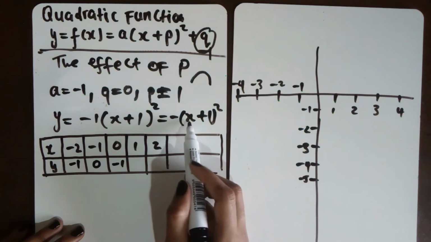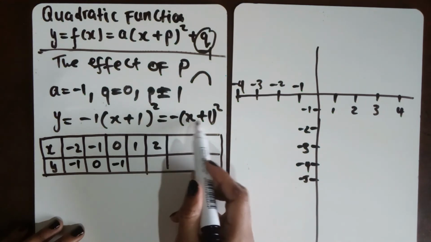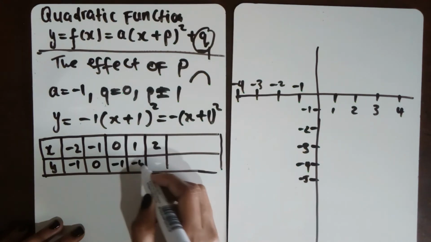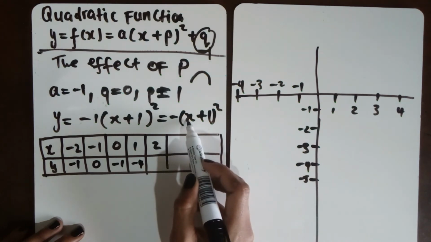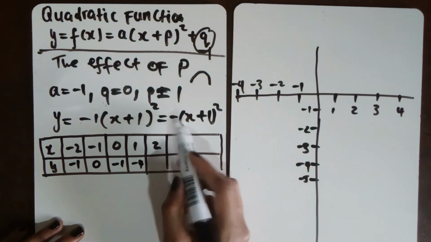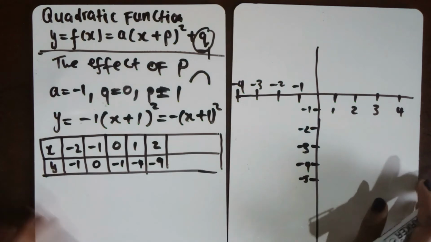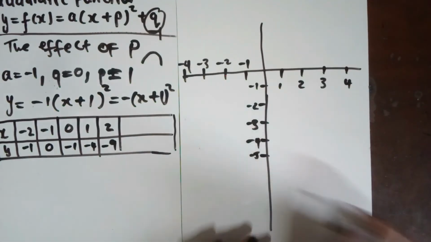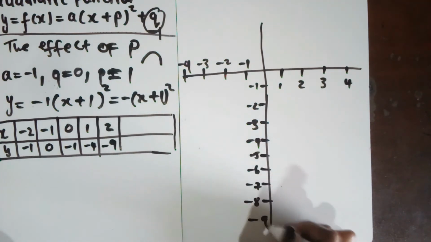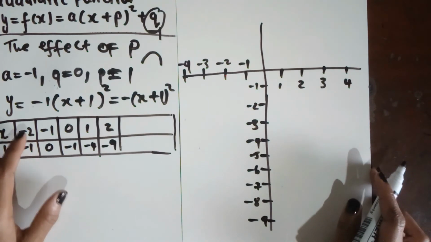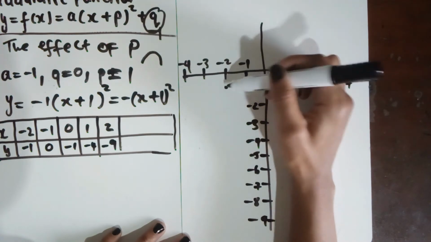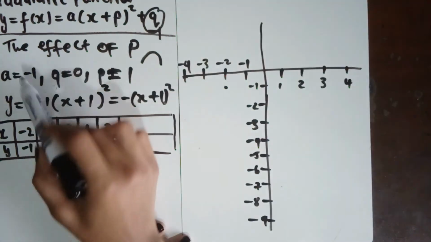If x is 1, then 1 plus 1 is 2. 2 squared is 4. 4 multiplied by that negative gives us negative 4. And if x is 2, 2 plus 1 is 3. 3 squared gives us 9. 9 multiplied by a negative gives us negative 9, right? Cool. So now let us try to plot these graphs. Negative 6, negative 7, negative 8, negative 9. So we have x equal to negative 2. If x is negative 2, y equals negative 1. So it's here. We know our graph is going to face down because our a here was negative 1.